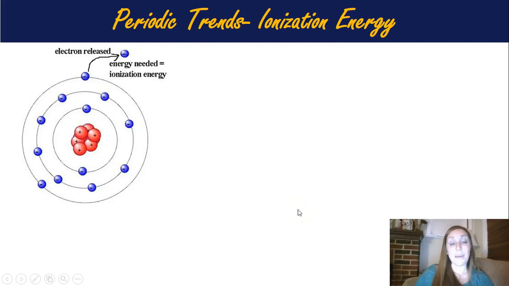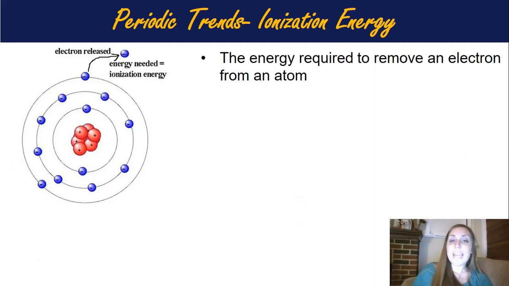The last trend we have to talk about is ionization energy. Ionization energy is the energy required to remove an electron from an atom. What you want to think about is who wants to keep their electrons and who doesn't. Any atom that really wants to keep its electrons, holding on tight to those electrons, pulling them super tight close to the center, is going to be really hard to remove electrons from. It's going to have the highest ionization energy.